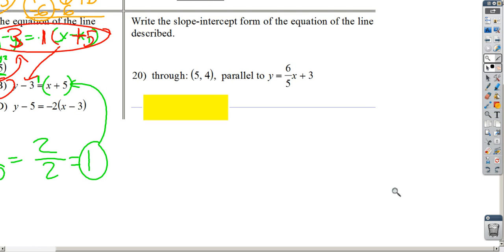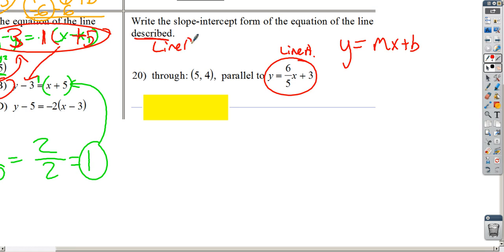Alright, number 20 says write the slope-intercept form of the equation of this line. So here again is slope-intercept form. What we have to know is if this line, we'll call this line A right here. This is the line they're giving us. We want to write a new line, which we'll call line B. What do we know about line B? We know that it's parallel to line A, and line A has a slope of 6 over 5.